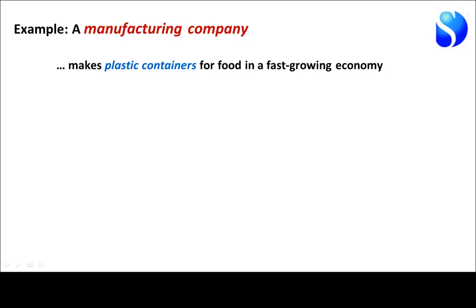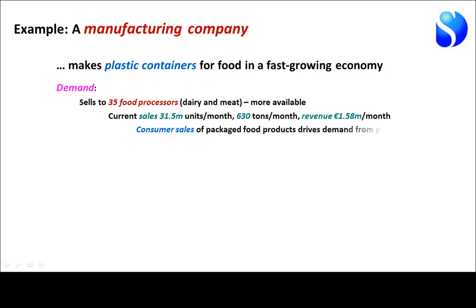So this company makes plastic containers for food in a fast-growing economy. It's actually Turkey. This is a real case example. They make plastic containers for cheese and meat and that kind of thing. They sell to a number of food processors. This is a business-to-business example, and their customers are not consumers. They're not stores. They sell to food processing companies.